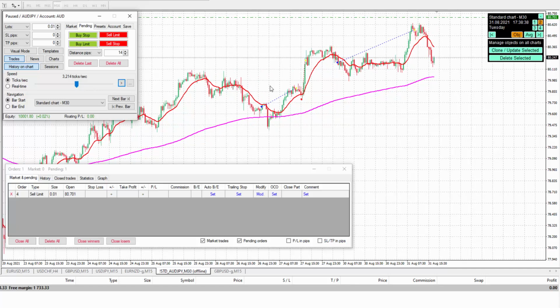Okay, this time didn't work, the price just fell down. However, I still want to use this example and show you what a sell limit order looks like.